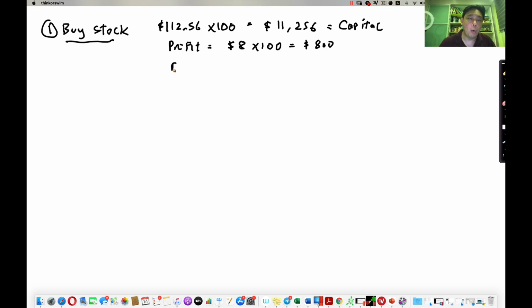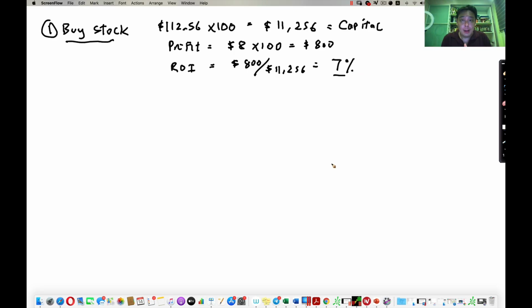Now, what's our ROI, our return on investment or return on our capital? It'll be $800. We're making $800 divided by the capital of 11,256. So what's that? 800 divided by 11,256. Boom! That's 7%. So we're looking at a 7% return on capital from buying the stock. Now again, the question is, how could we use less capital and increase the rate of return?